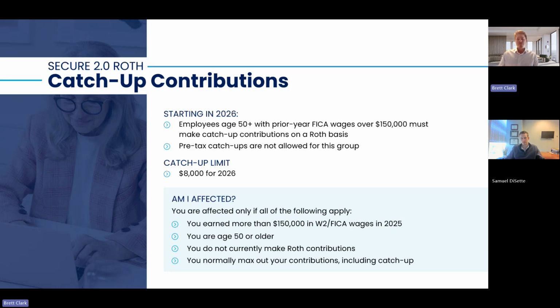So really make sure that if you fall into this bucket, that your catch-up contributions, so anything over that $24,500 standard limit, is made to your Roth account. If your employer doesn't have a Roth option, unfortunately, you would not be able to make a catch-up contribution in your 401k this year.